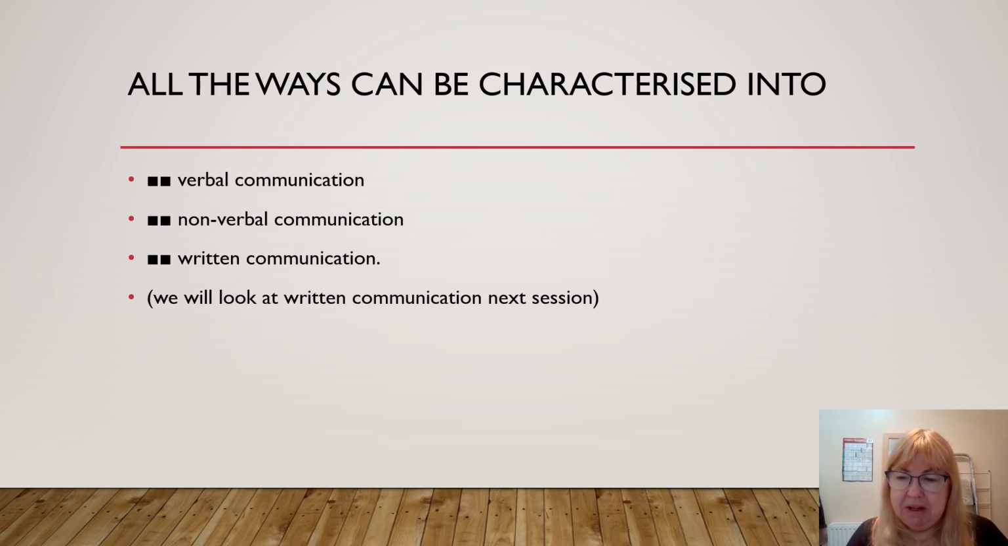So we've got verbal communication, non-verbal communication and written communication. Verbal and non-verbal tend to go together. And written communication is separate because there are ways of writing and reporting things that are important to be aware of. We're going to look at written communication in week 2. Okay, so here we're pretty much focusing on verbal and non-verbal communication.